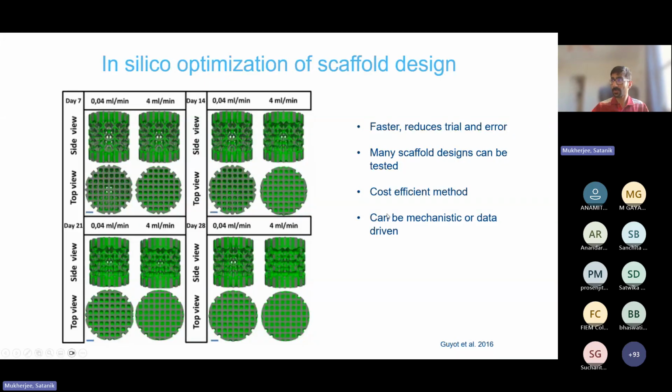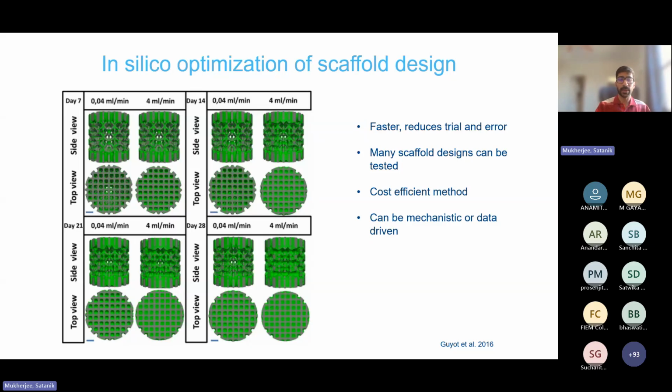Which means that it is much faster and much more cost efficient. So what people in this field have done is use in silico modeling techniques that would first optimize a design of the scaffold in the computational domain, and then test the optimized design in vitro in experimental scenarios to basically validate it. That reduces a lot of the trial and error experiments that you need to do to get a particular scaffold design for tissue engineering.